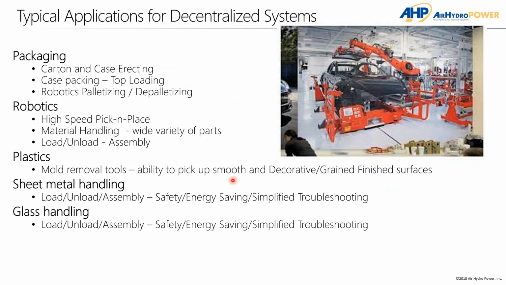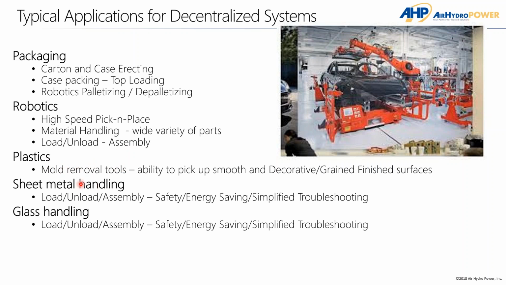So, typical applications for decentralized. Some of the same that we saw in the centralized, but here once again it's more about control, speed, and safety. When you need faster pick times, faster blow off times, and more control with multiple parts or part sensing, that's when you want to go to the decentralized system. You see it right here with the robotics. When you've got high-speed pick and place systems, you're going to be going towards a decentralized system.